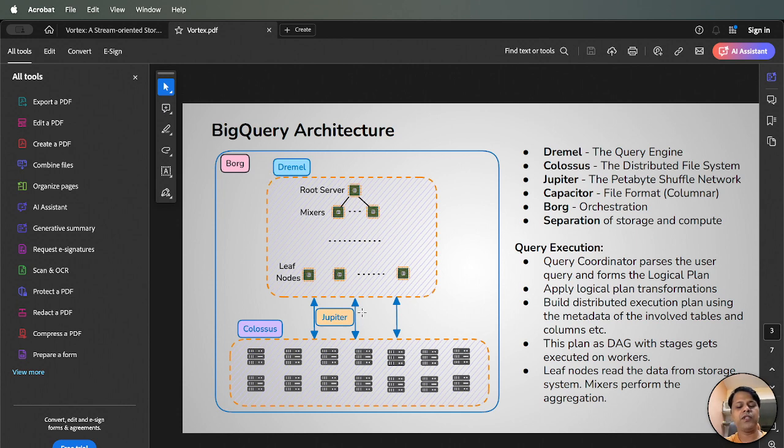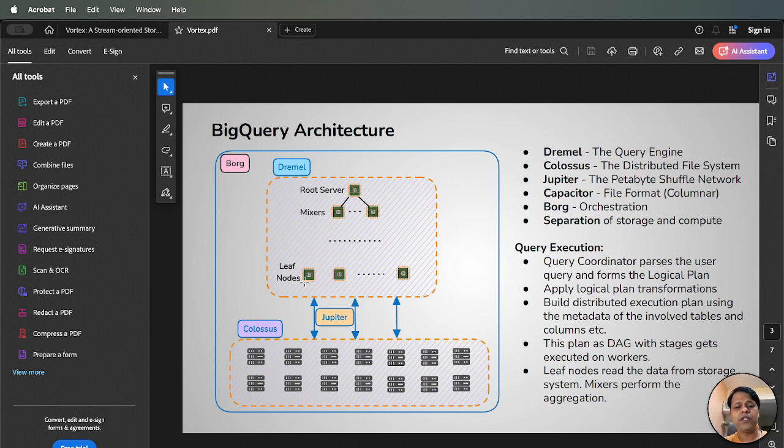All of these are orchestrated using Borg, which is Google's, you can think of Borg as a Kubernetes engine, provisioning all of the servers and maintaining or orchestrating them.